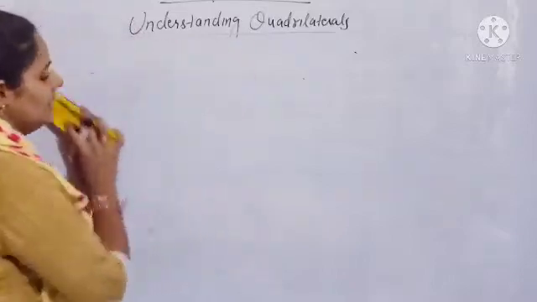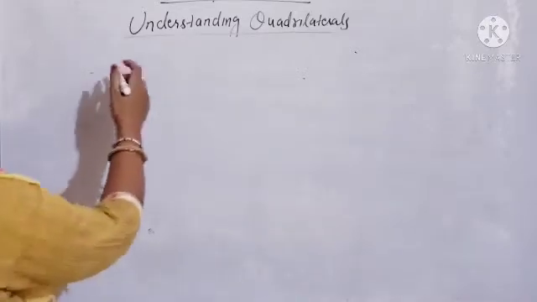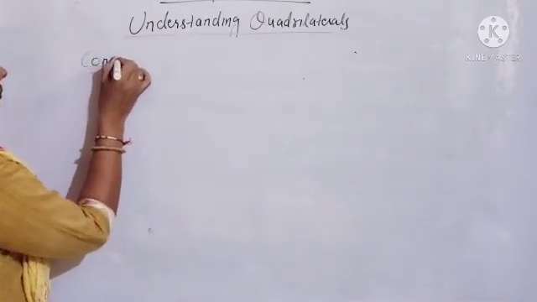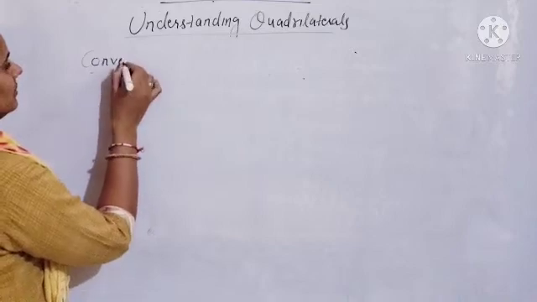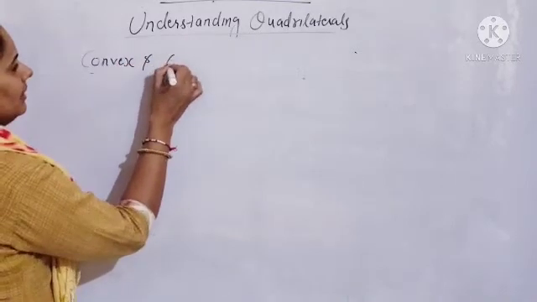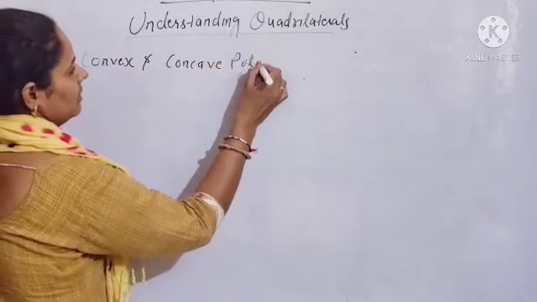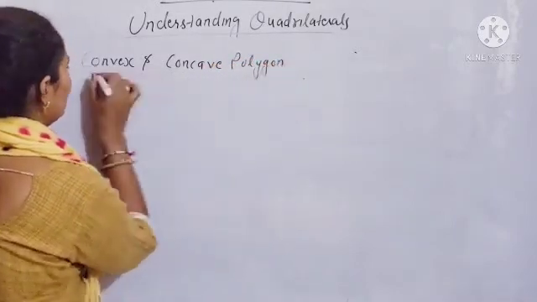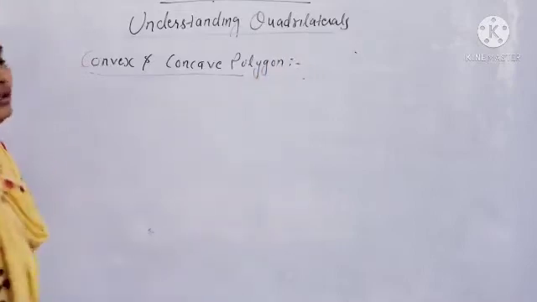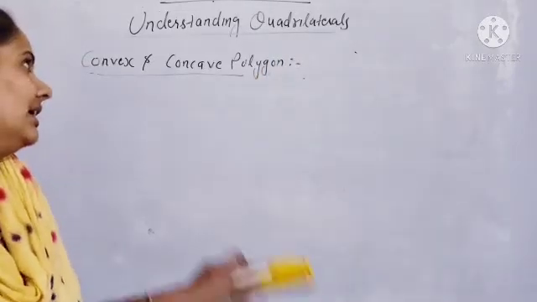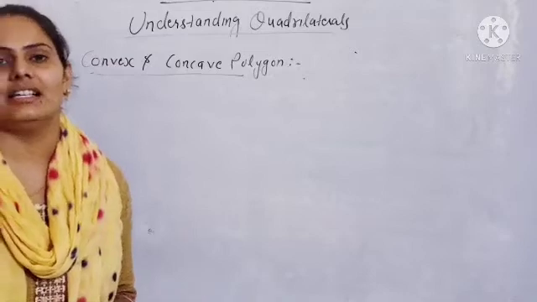Now next topic. Yes, yes beta. Next topic, it is given convex and concave polygon. Clear? Convex and concave polygon. Next point, it is given convex and concave polygon. So what is a convex and concave polygon?